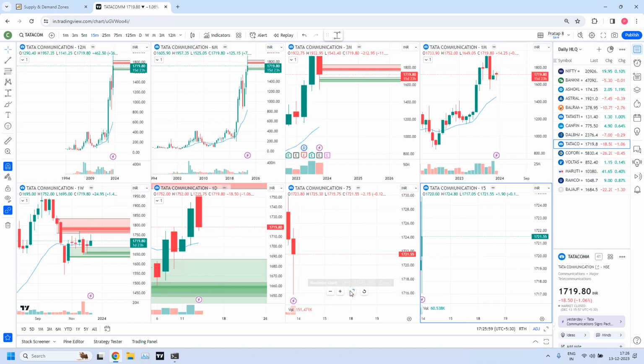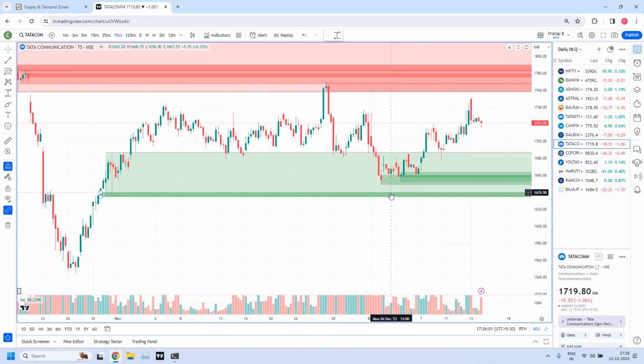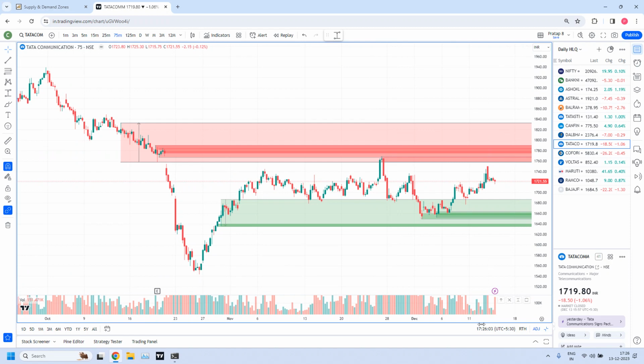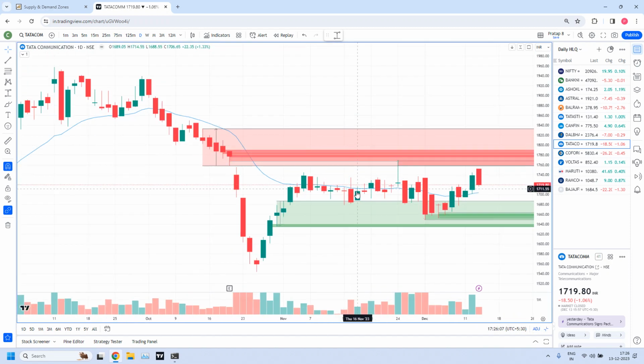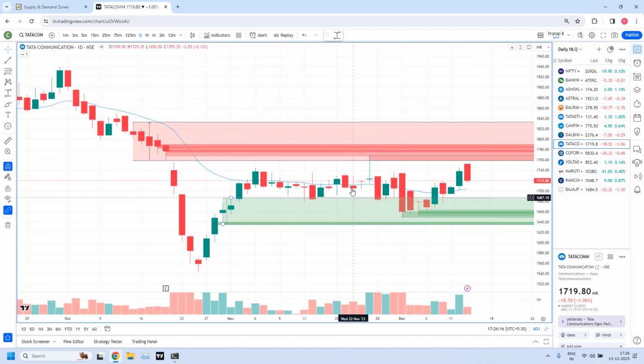This is a 75-minute zone. Sorry, Tata Communication also daily zone. See, Tata Communication, we have a daily high liquidity supply zone and also a demand zone. Both are high liquidity zones. That's why the prices, see, they are moving within this area only for the last couple of weeks. They are moving here up and down.